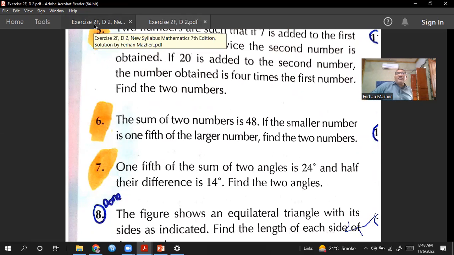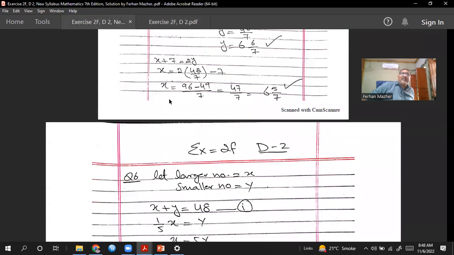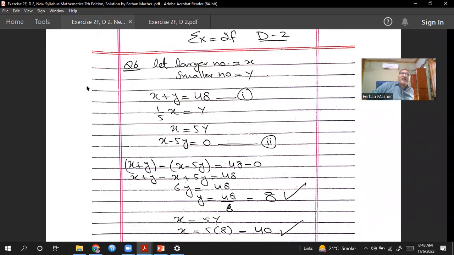He says the sum of the two numbers is 48. So x plus y is equal to 48. Then he says 1/5 of the larger number is equal to the second number. So x by 5 is equal to y. So x equals 5y, and x minus 5y is equal to 0. That is your second equation.